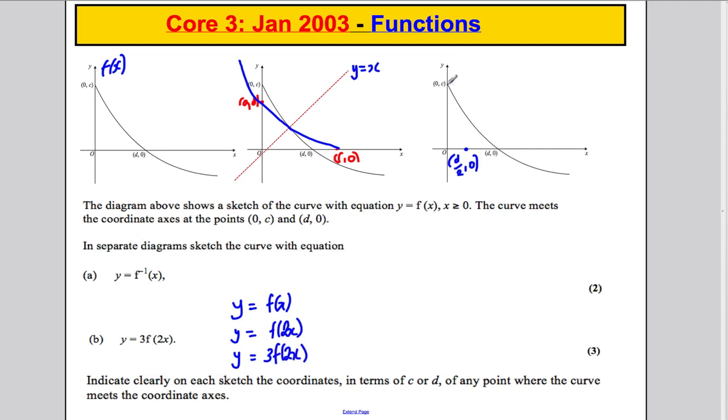The next thing we then did is multiply this function by 3. So this point here would be stretched up to 3c, so it would be over here at (0, 3c). Okay, 3 times higher. So it would come down like this, and it would cross half as early, and it would go along like that. So the key points there: this point here is (0, 3c), and this point is (d over 2, 0).